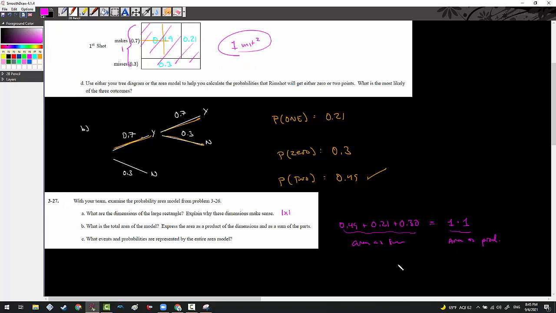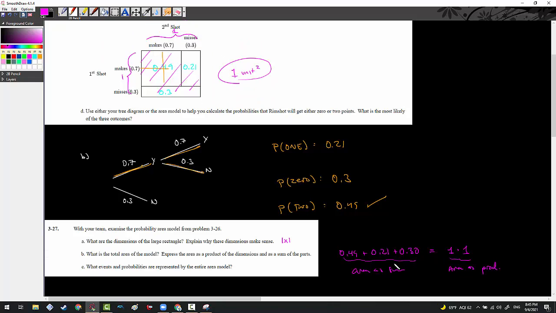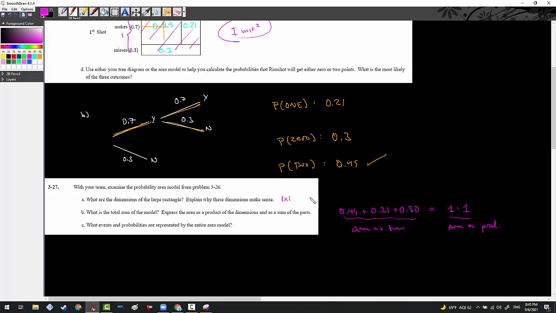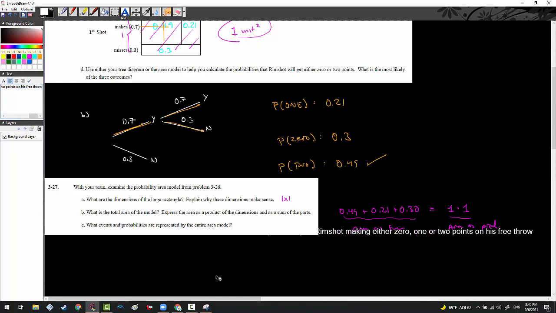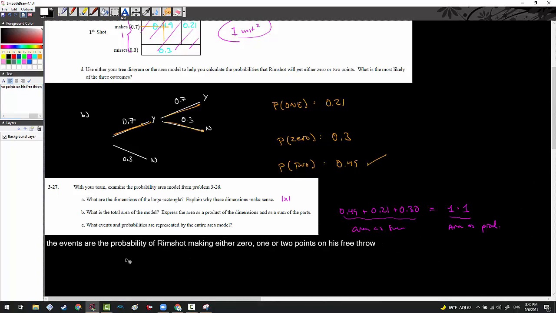And what events and probabilities are represented by the entire area model? Well, in this particular scenario, the events and the probabilities are, I'll go and type these in, the probability of rim shot making either 0, 1, or 2 points on his free throw, right? And so what they're saying is, what does the area model represent in the context of the problem? Well, it represents probability of making certain types of shots.